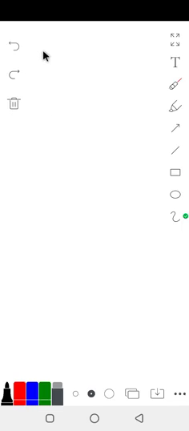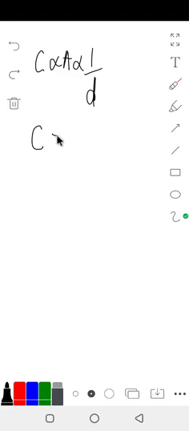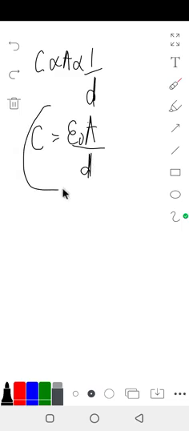The capacitance of a capacitor is directly proportional to area and inversely proportional to the distance between the two parallel plates. I gave you this. Therefore, we have capacitance of a capacitor equal to permittivity times area over distance. Take note of this formula.